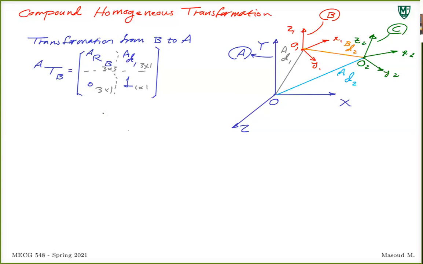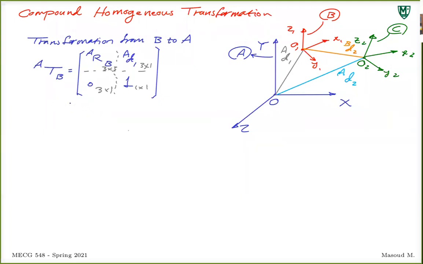There you go. So this is the transformation matrix that transforms coordinates from frame B to frame A. So if you have the coordinates of a point in frame B, using this, we can find the coordinate of that point in frame A. Right? This is not new. This is what we know from before.